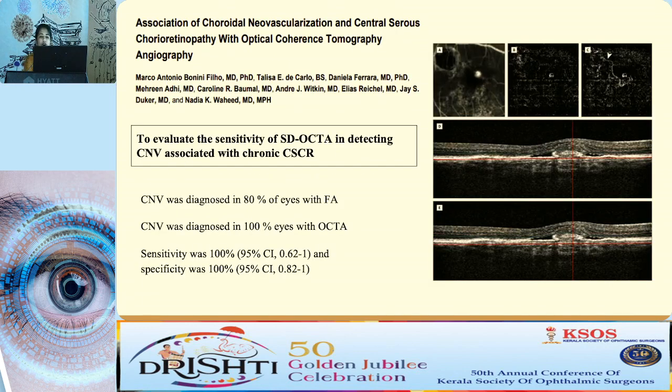This is an article from JAMA Ophthalmology in 2015 where they assessed the association of CNV with CSCR using OCTA. Their major objective was to evaluate the sensitivity of OCTA in detecting CNV associated with CSCR. They found very high sensitivity with OCTA, about 100%, and in fluorescein angiography it was about 80%. The reason they documented is that CNV in CSCR has fine vessels between the RPE and Bruch's membrane, which can be picked up in an OCTA, which is not usually picked up in a fluorescein angiography.